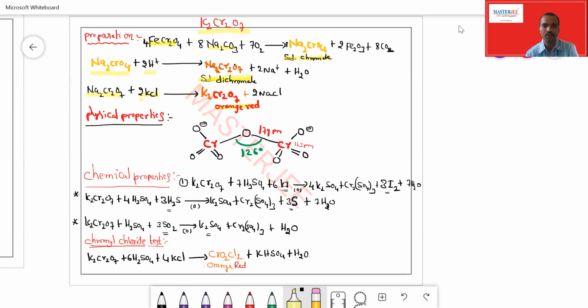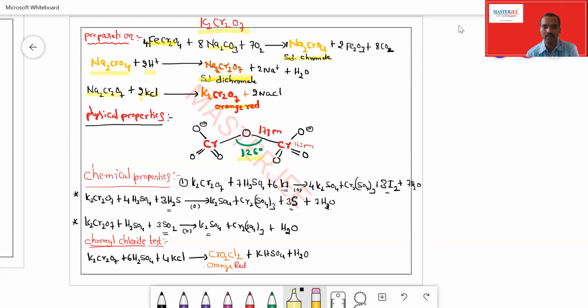Here, in between chromium and oxygen, see all these oxygens here. Around this chromium, three oxygens, and around the other chromium also three oxygens we are having. In between two chromiums, one oxygen is present in the form of a bridging atom. Now the bond angle between chromium, oxygen, and chromium is 126 degrees.